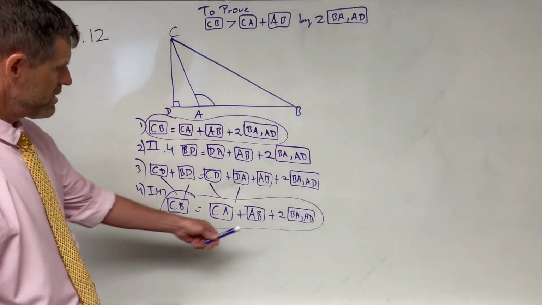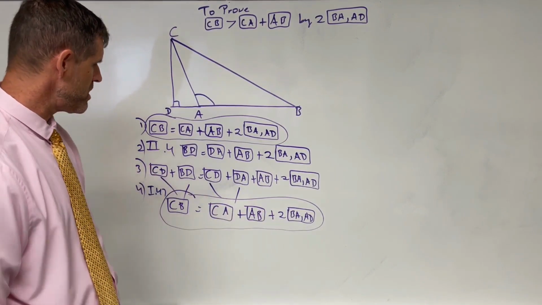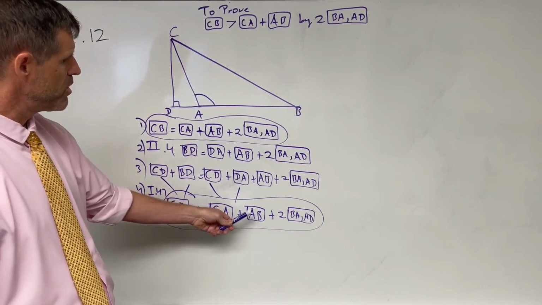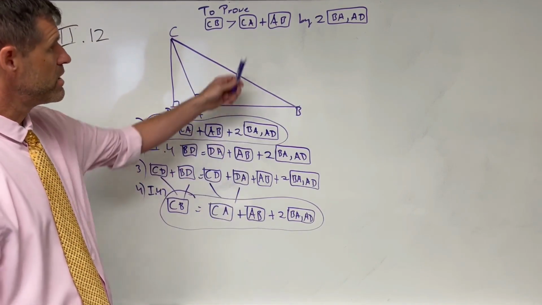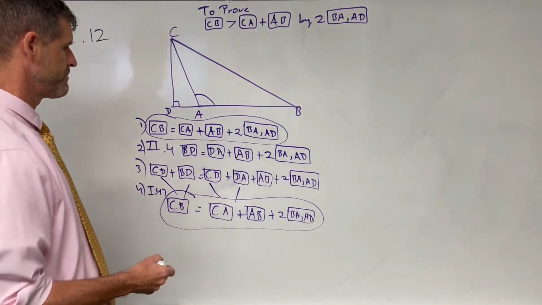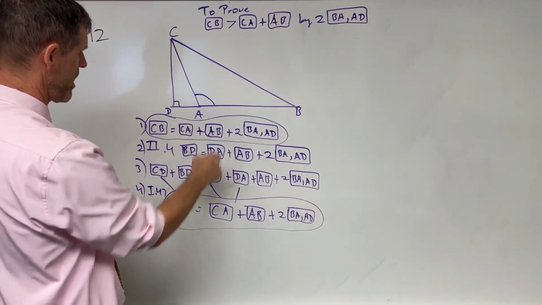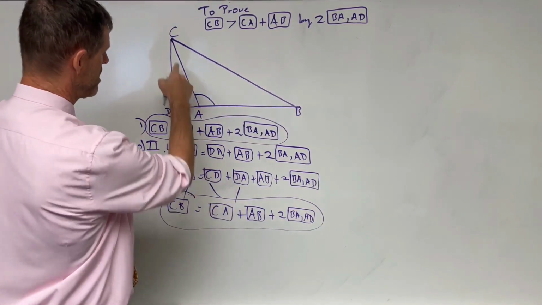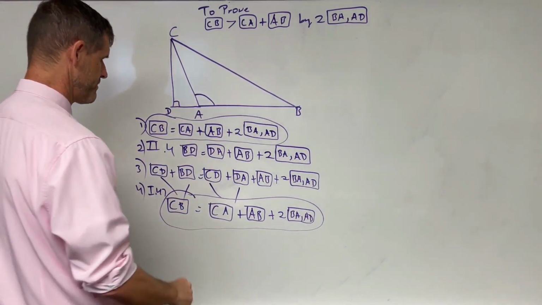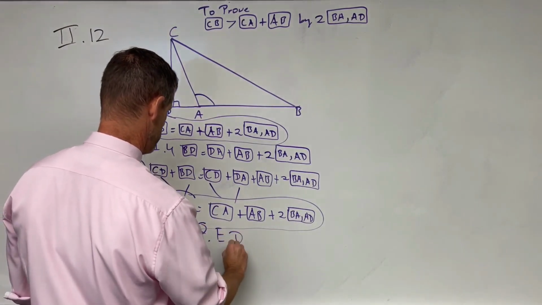So if we subtracted twice the rectangle BA, AD, then we would get this situation. CB would exceed the squares on CA plus AB by exactly twice the rectangle contained by BA, AD. And the square on CB is the square on the side subtending the obtuse angle. The squares on CA and AB are the squares on the sides containing the obtuse angle. QED.